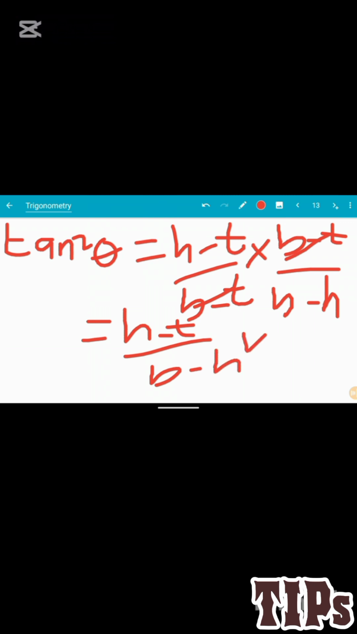By knowing the trigonometry identity, it will really help you in order to solve any trigonometry equations.